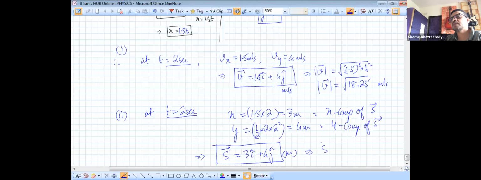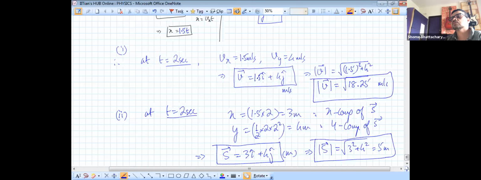Okay. So the magnitude of displacement will become, that is 5 meters. Okay. So this is the magnitude of velocity and this is the velocity vector itself. And this is the displacement vector and this is the displacement vector's magnitude. So that completes this question, people. And with this, you understood how we apply vectors to solve motion in a 2-dimensional plane, or what is called motion in a plane, or 2-dimensional kinematics.